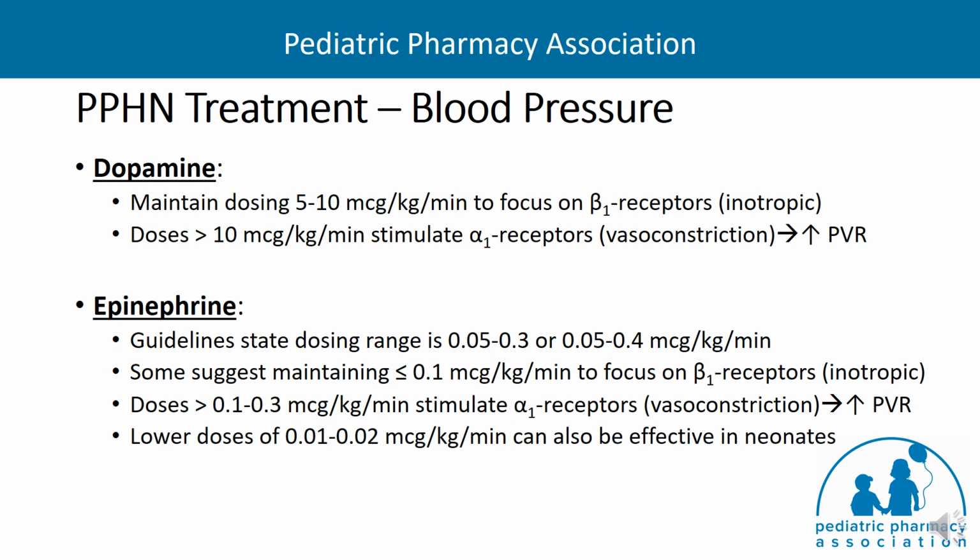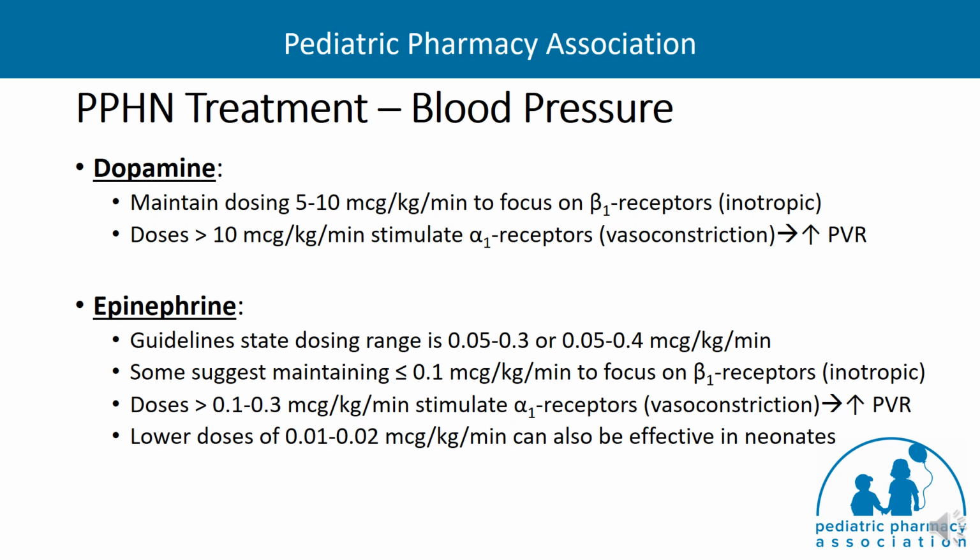Now we'll briefly go over each individual agent. First, dopamine. This has remained the mainstay first-line therapy for neonatal shock, at least in the United States, for many years. So at low to moderate doses, dopamine predominantly focuses on the stimulation of beta-1 receptors, which leads to cardiac stimulation and increased cardiac output.